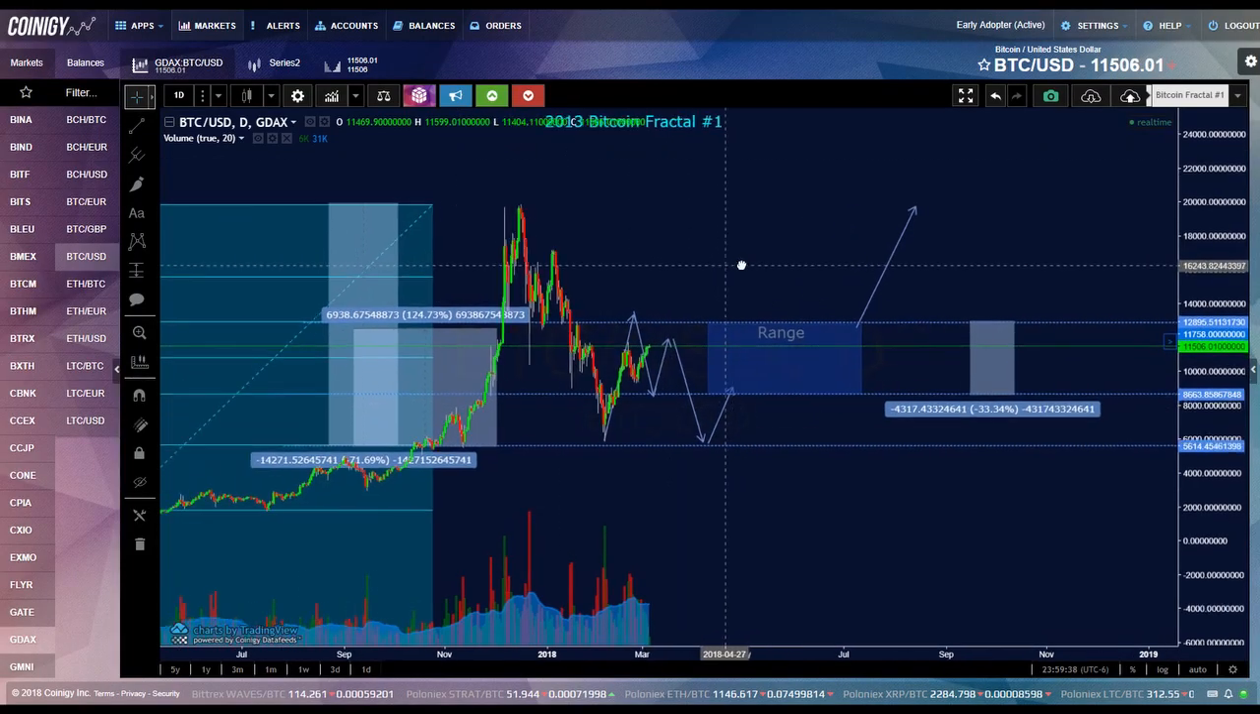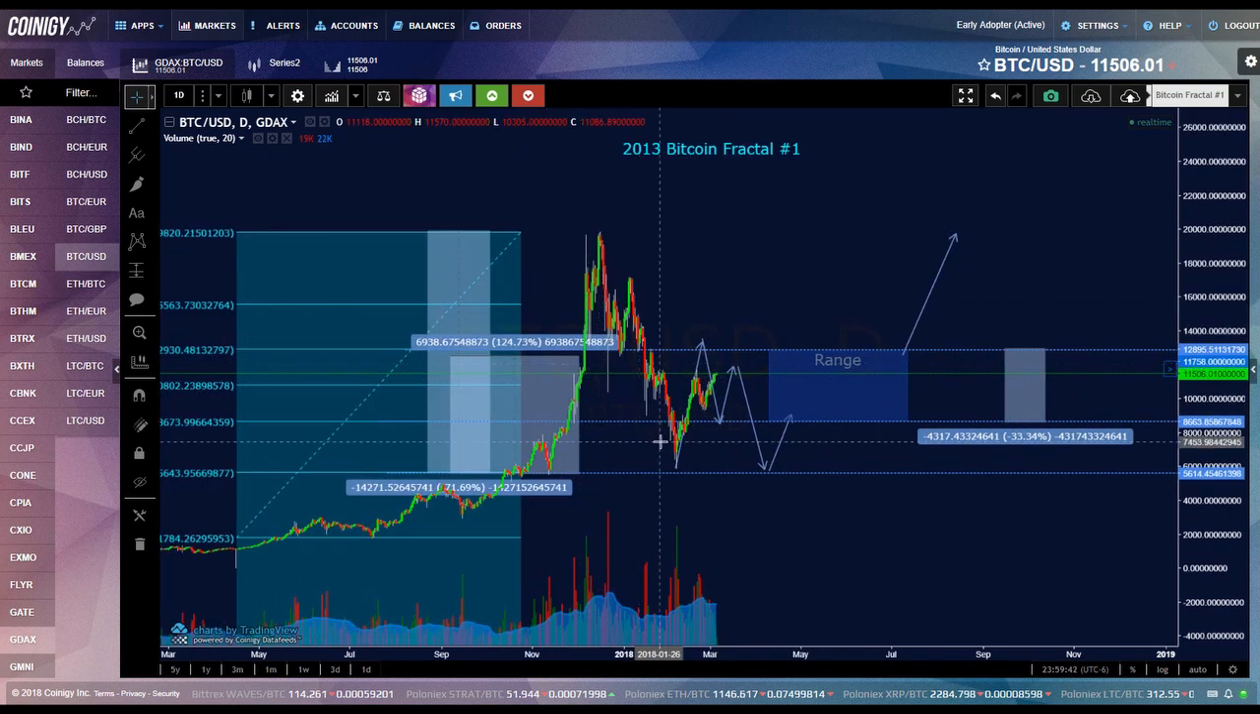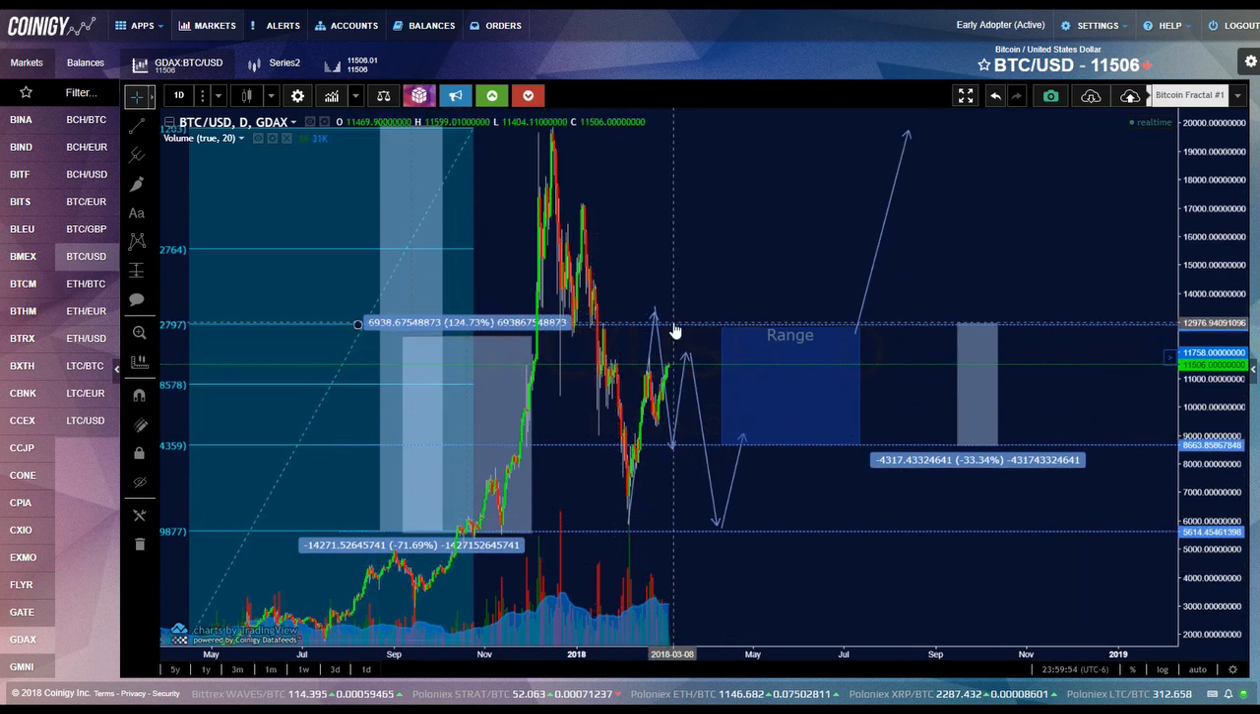So this is the Bitcoin fractal from 2013. What happened in 2013 is that it pulled back 71%, which is exactly what happened on this pullback, and then it went up 124%. So this uptick could still go up here, and then I see a big pullback down here. You think it's a false breakout, and then it goes back down to 6,000, goes up, ranges for a little bit, and then continues up.